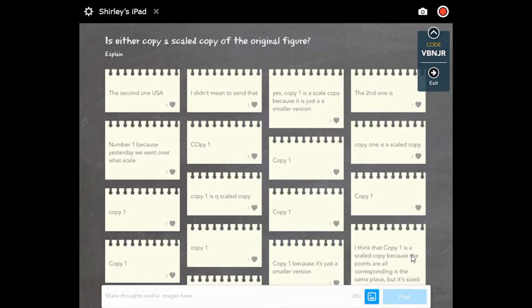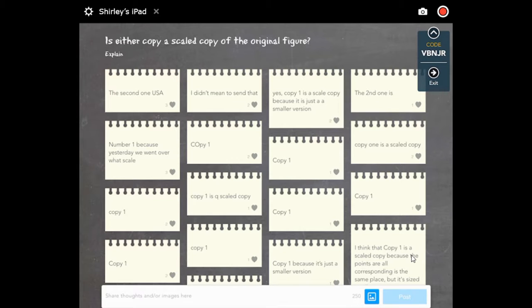If I look at copy number 2, those angles look like they're stretched out. So anytime I see different angle shapes, automatically throw it out. It's not your scaled copy. If I move the length and the height of a picture by the same amount and I'm stretching it, it's going to keep those angles exactly the same.